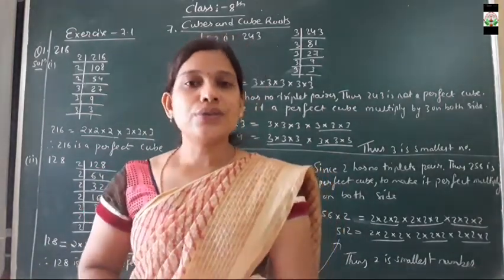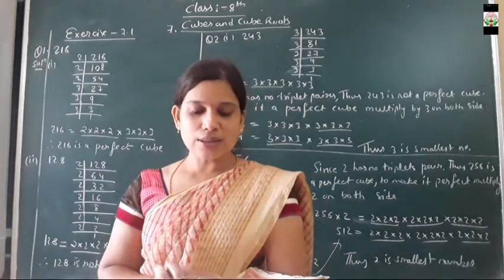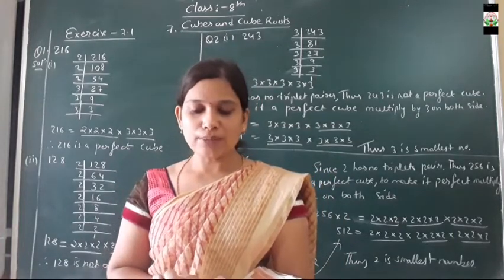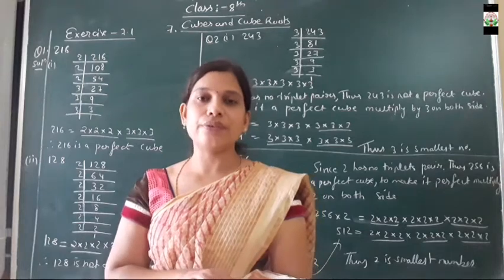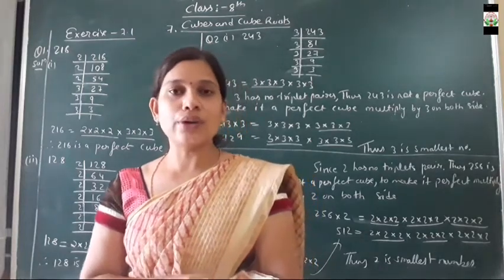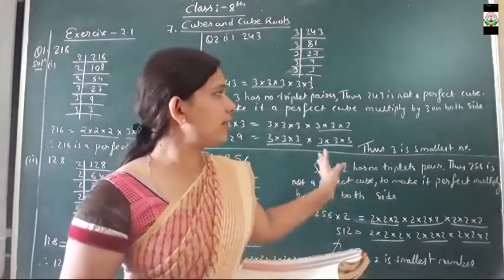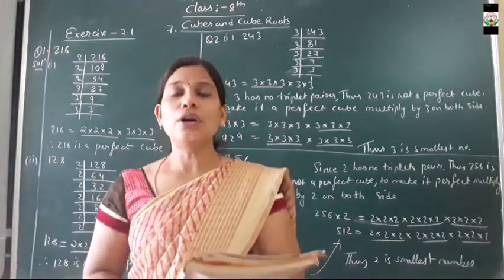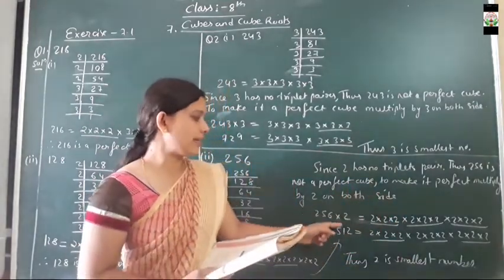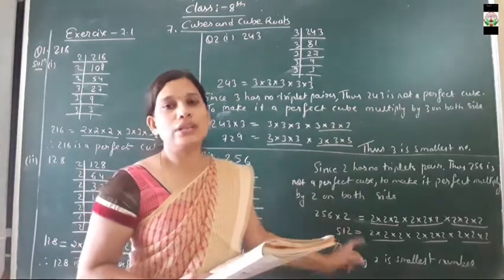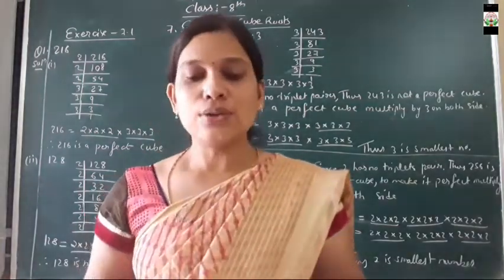Now moving towards question number 3, find the smallest number by which each of the following numbers must be divided to obtain a perfect cube. So here what you have to do is the same as we did in question number 2, in the same way, but instead of multiplying the numbers, you have to divide those numbers. Clear? So let's see how to do it.